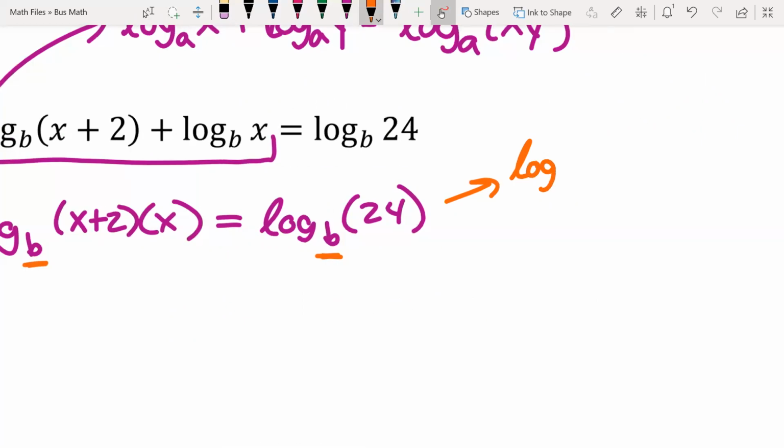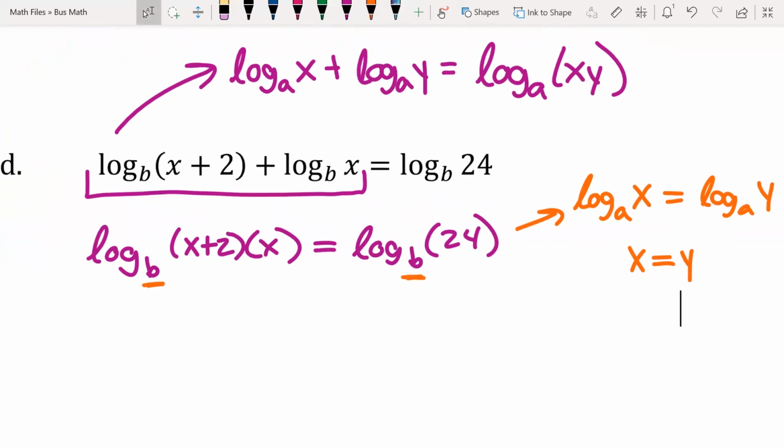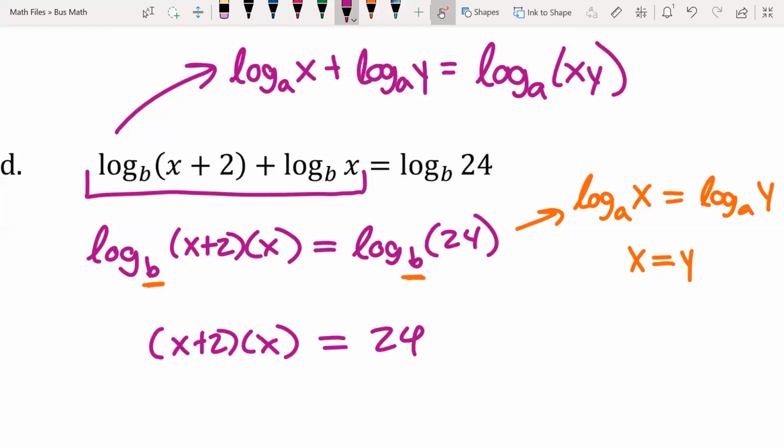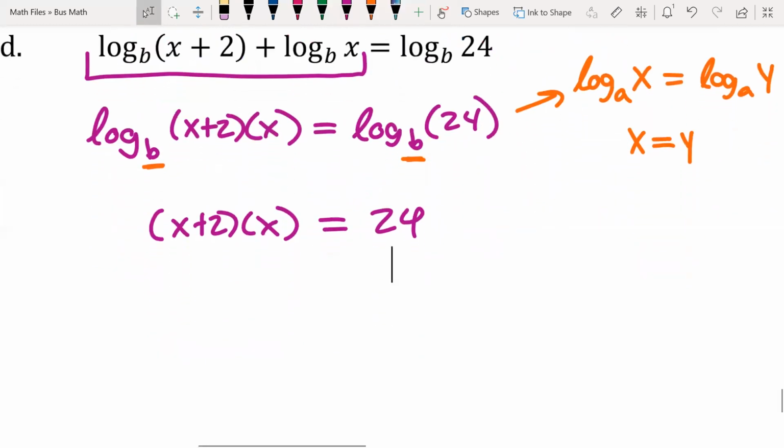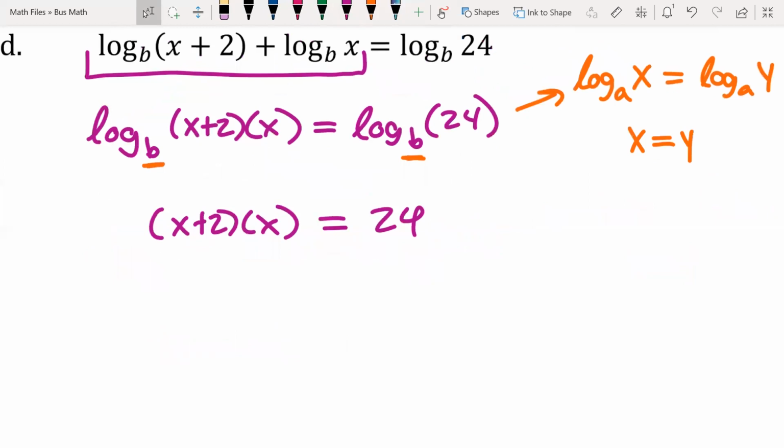So if this said log base a of x equal to log base a of y, then since these are the same base, x would equal y. So that's what we're going to do here. So log base b of x plus 2 times x equal to log base b of 24. Since they have the same log base, we're going to take x plus 2 times x and set it equal to 24. Okay. And now we just have to solve for x.